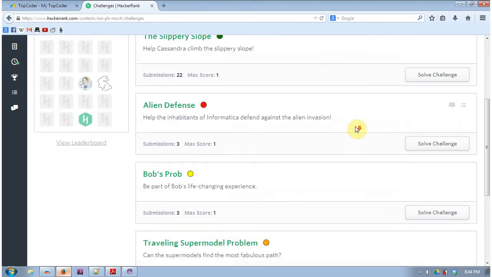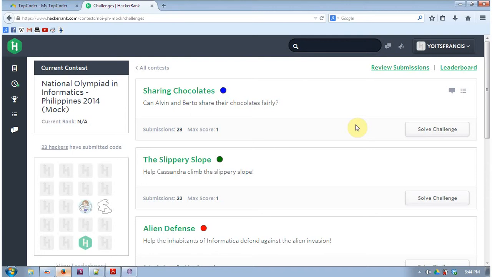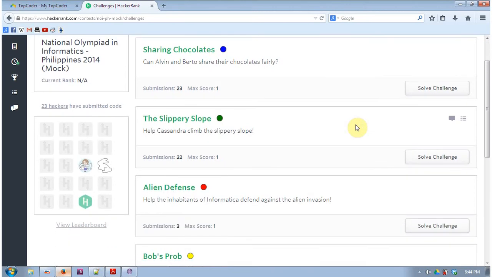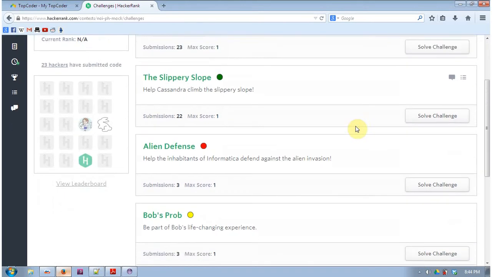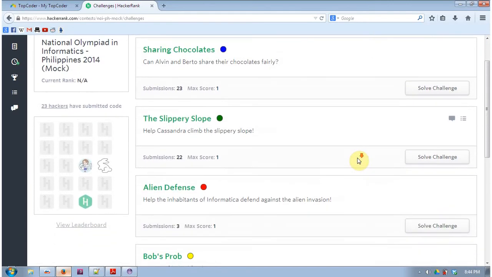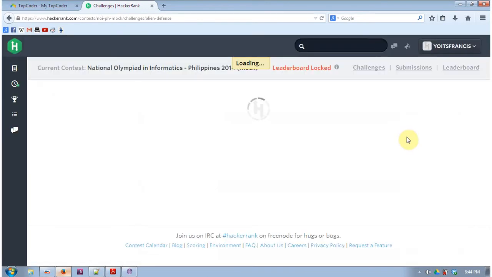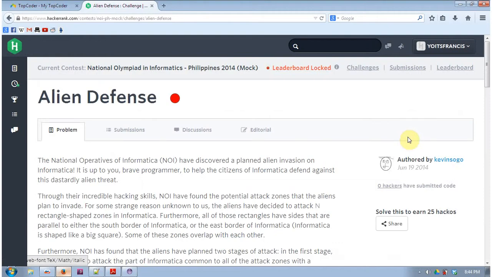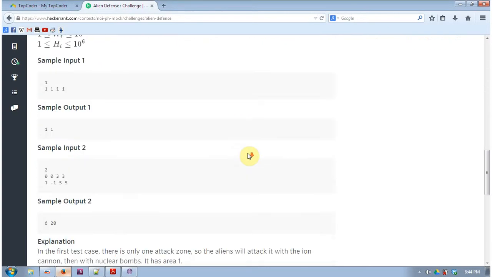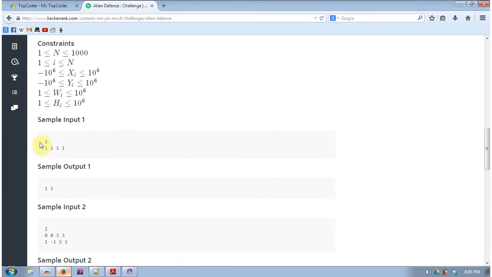So the goal of this video is to do an actual implementation, an actual solution that would pass their test data. So we would actually code for this one. The next problem that we'll be solving is the third problem, alien defense. Essentially, in alien defense, we're just given a number n.